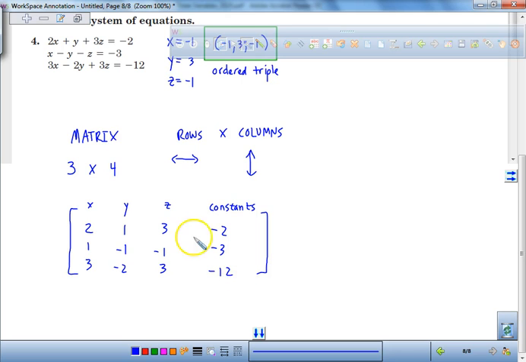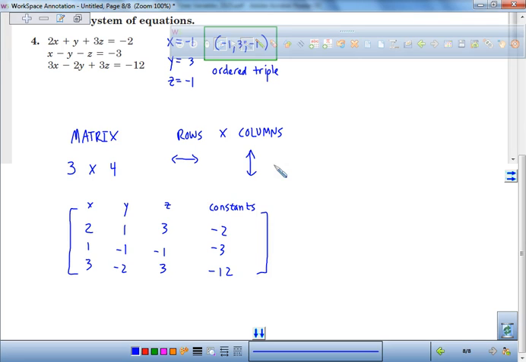Now, do you have to build it by doing your columns? No, you could just go across. If you want to do 2, 1, 3, -2, and just write it that way, and then do 1, -1, -1, -3, write it, that's fine. However you want to organize it, just make sure you organize it correctly. If you don't organize it correctly, you will not get the correct answer.